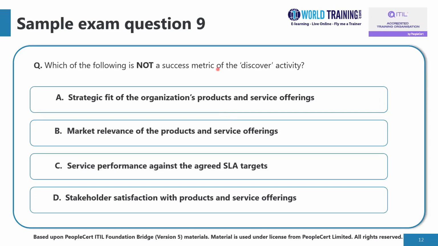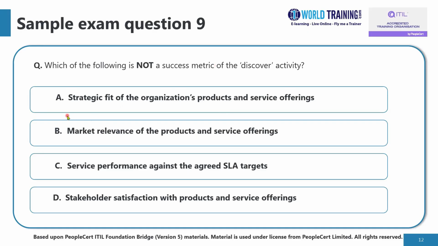Question number 9. Which of the following is not a success metric of the Discover activity? Now, for the Bridge exam, you must be familiar with the metrics of all the 8 activities of the product and service management life cycle, which are also known as the value chain activities. And each of these 8 activities have a few metrics, maybe 3 or 4 metrics. And you have to determine from the list here, which is not a metric for the success of the Discover activity.